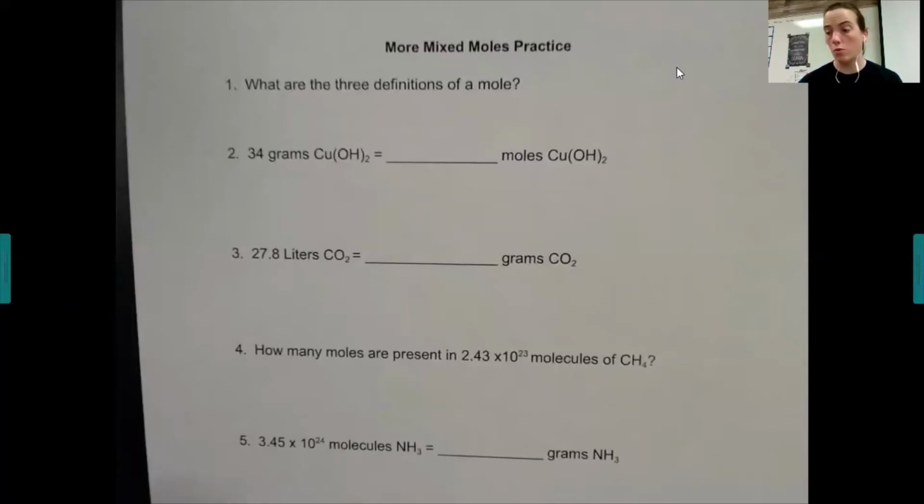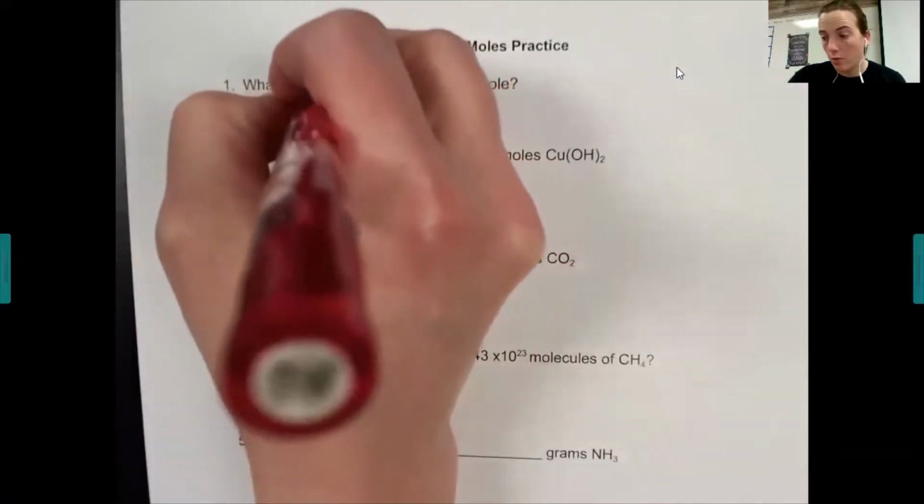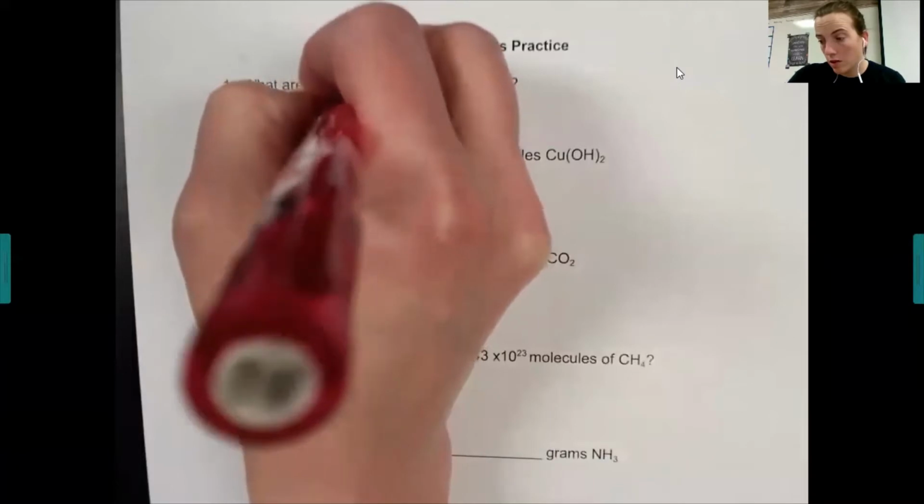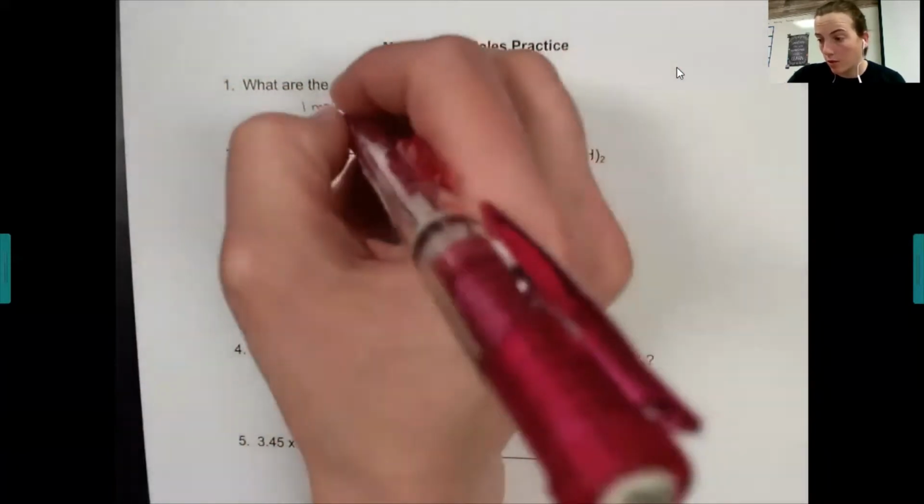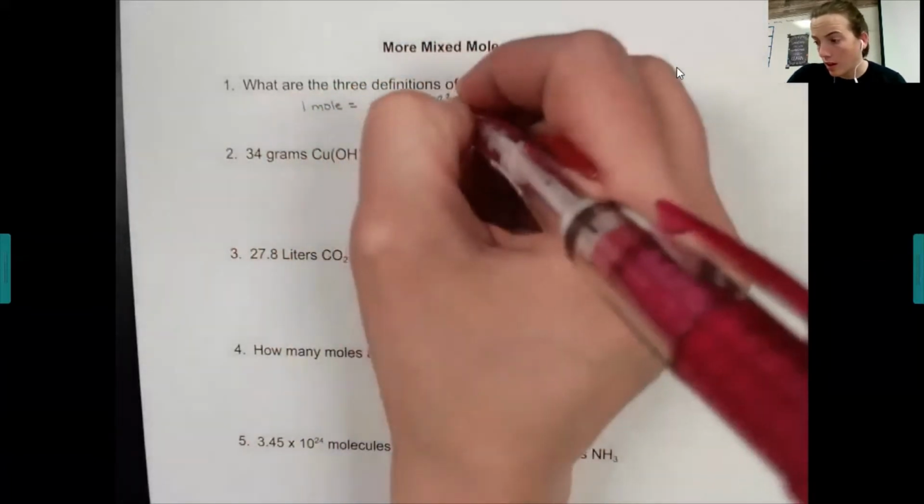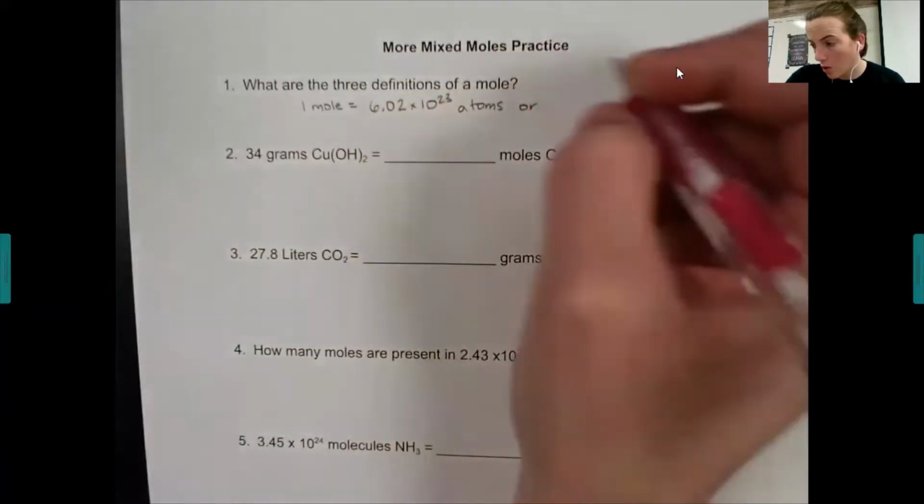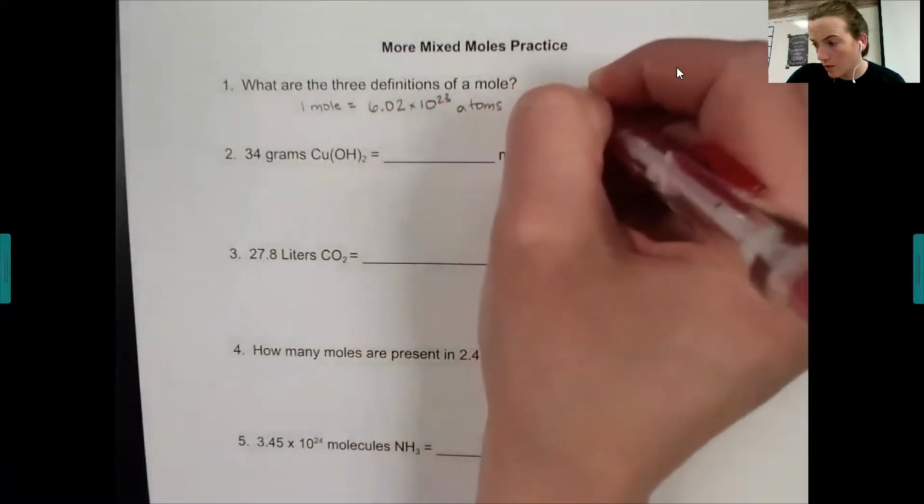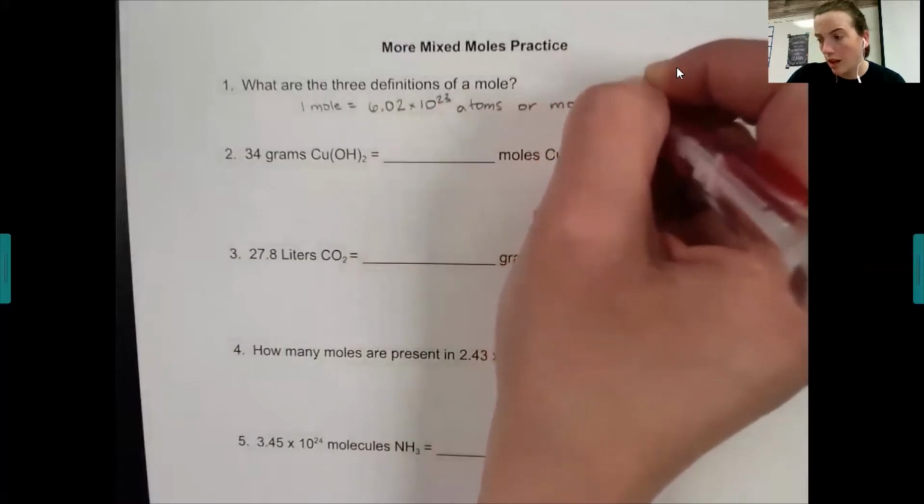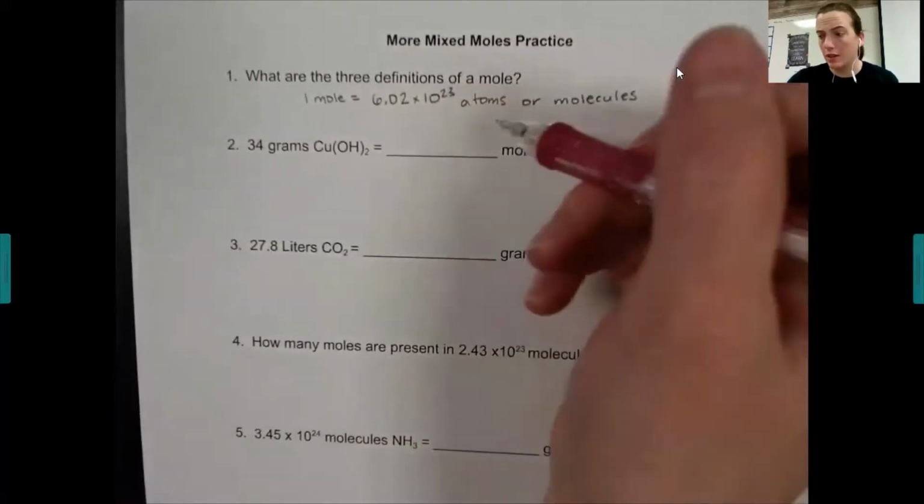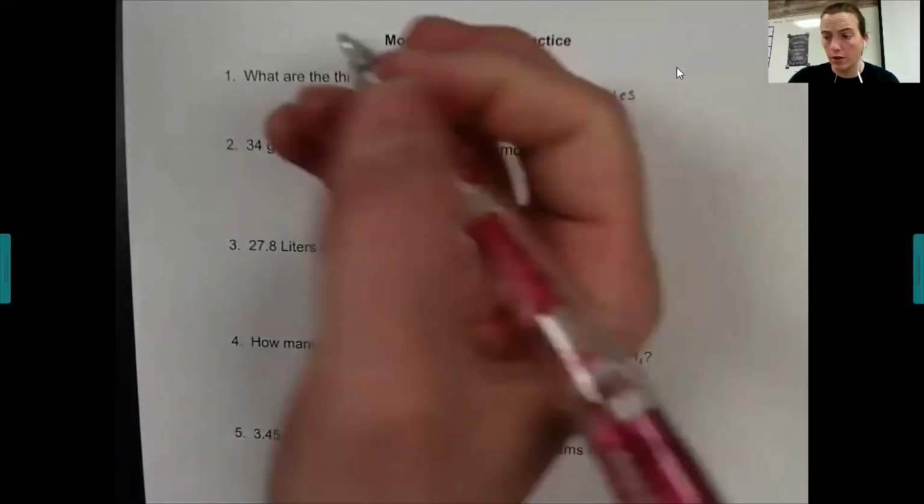So, with that being said, there are 3 different definitions of a mole. We have 1 mole is equal to 6.02 times 10 to the 23rd. This is atoms or molecules. So anytime it's talking about any kind of particles, then we're going to be using Avogadro's number.